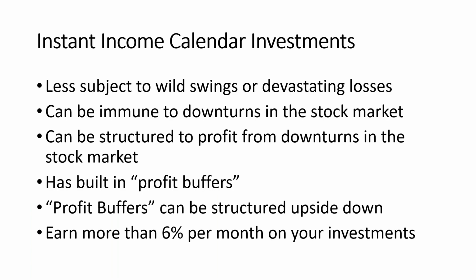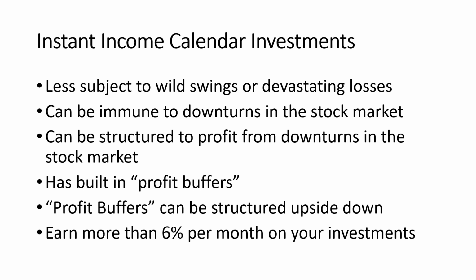So this is the instant income calendar investments. These guys are less subject to wild swings or devastating losses. Like, for instance, what happened during the end of November, first part all the way up till the end of December last year, and then the rebound that's happened since. Our trades just continue to profit every month. It's almost like we have a portfolio or a mutual fund that we're managing that just pays these higher returns. Instead of the mutual fund being invested in commodity stocks, they're invested in premium selling of options.